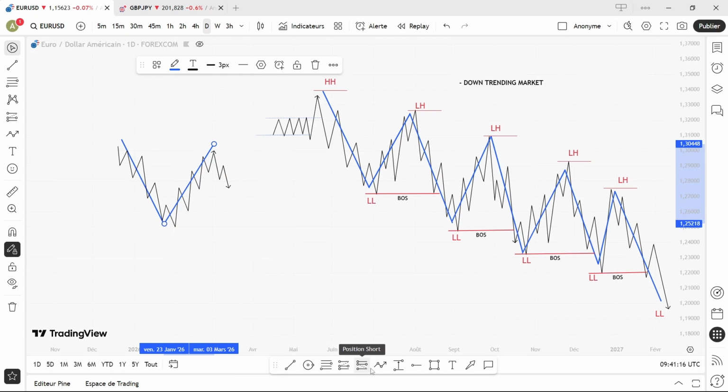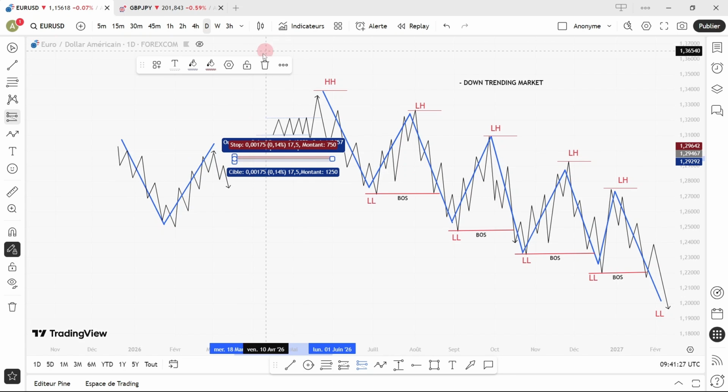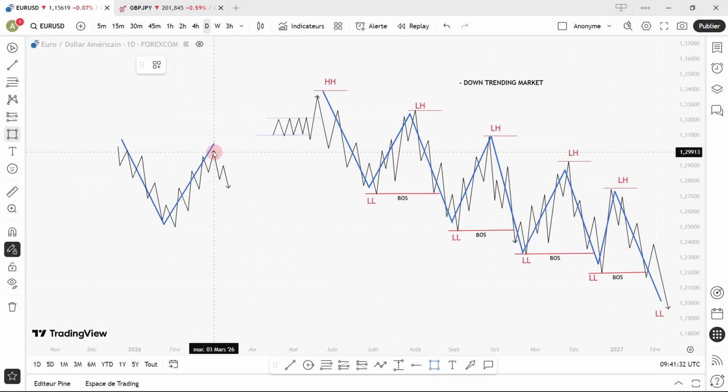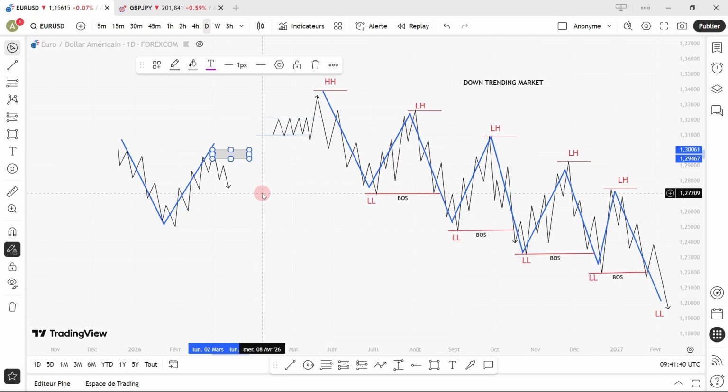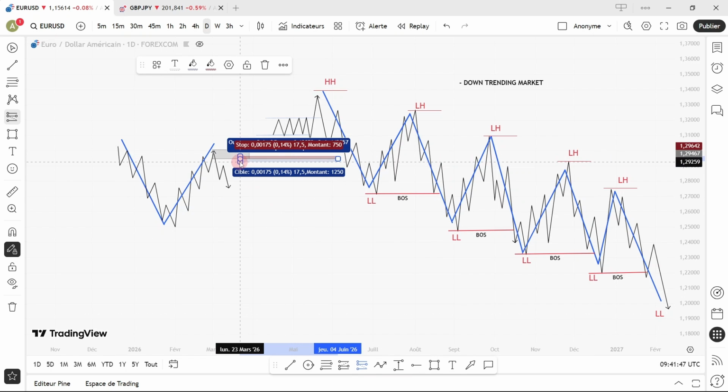Now you get this very good higher probability setup. So you wait for the, sorry about that, you mark your lower time frame point of interest. Might be an order block, as I'm saying, a breaker block or an imbalance. It is up to you. Now you wait, you put your short position there.